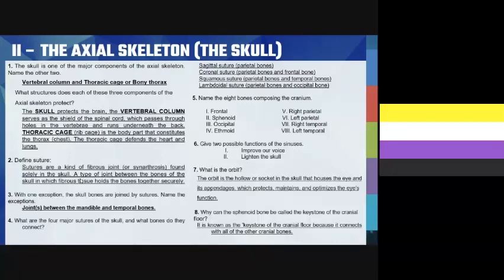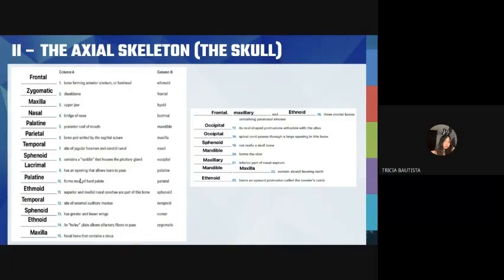Lastly, why can the sphenoid bone be called the keystone of the cranial floor? The answer is it is known as the keystone of the cranial floor because it connects with all of the other cranial bones. So for this part, we have the bones of the pectoral girdle and upper limb. So may I call on Miss Bautista to further discuss this topic?